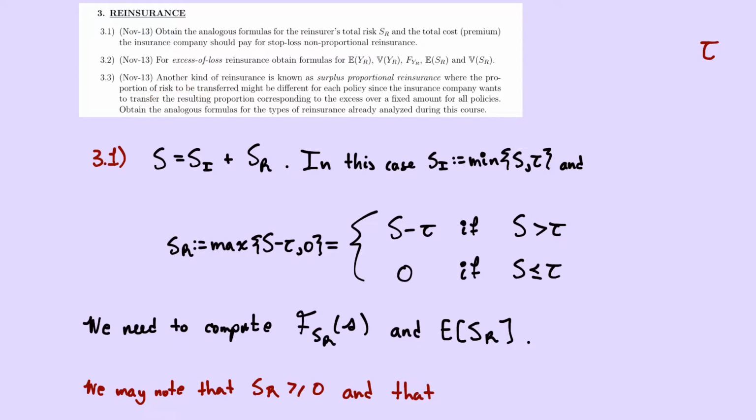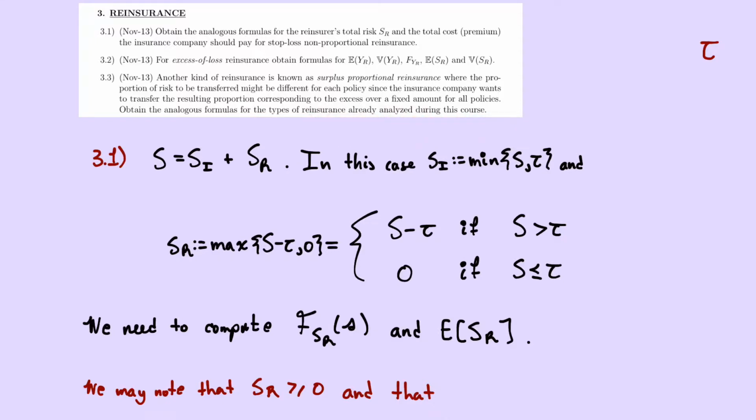This is a very interesting one. It says: another kind of reinsurance is known as surplus proportional reinsurance, where the proportion of risk to be transferred might be different for each policy, since the insurance company wants to transfer the resulting proportion corresponding to the excess over a fixed amount for all policies. Obtain the analogous formulas for the types of reinsurance already analyzed during the course.